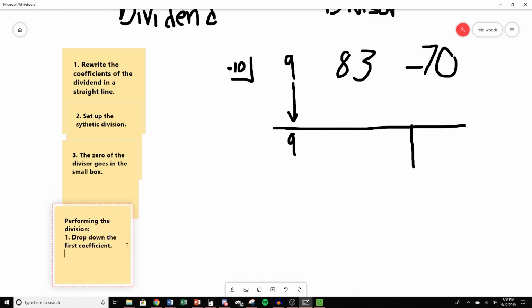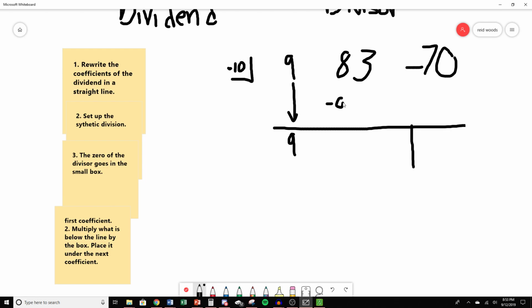Okay, now we're going to add to this. So step 2: multiply what is below the line by the box. Place it under the next coefficient. Okay, so multiply what is below the line by the box. What do we have below the line? Well, we put a 9 here. 9 times negative 10. What is that? Well, that's negative 90. Okay. Why did I put it here? Well, it says place it under the next coefficient. The next coefficient was 83.